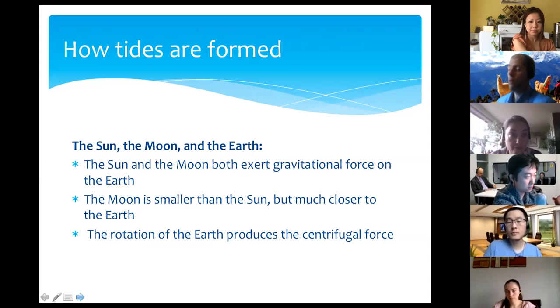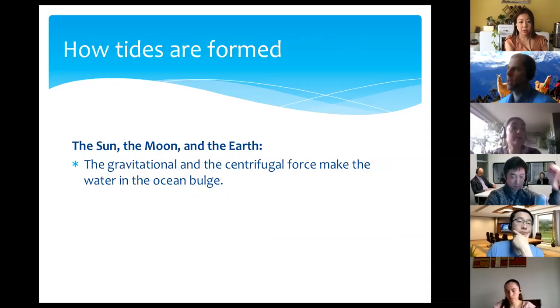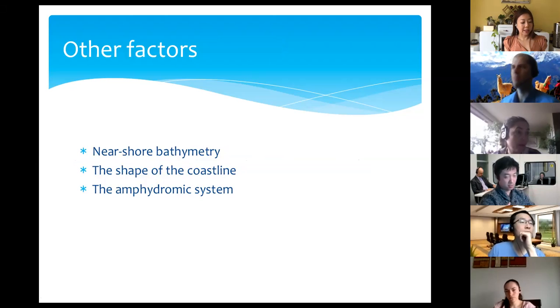So basically what happens, the gravitational and the centrifugal force make the water in the ocean bulge. As the moon moves around the Earth, it pulls the water towards it, creating a bulge. At the same time, as the Earth rotates on its axis, the centrifugal force pushes the water away from its axis and also creates a bulge. But the gravitational force pulls everything towards the axis, the center of the Earth. Now, the moon's gravitational attraction is weaker on the side of the Earth that faces away from the moon at that particular moment. Okay. So this is as far as the gravitational force and the centrifugal force are concerned.